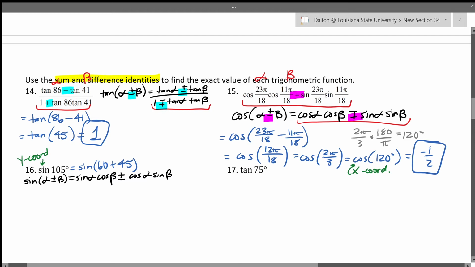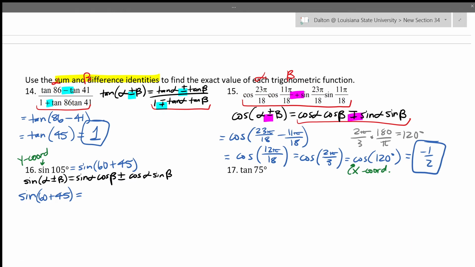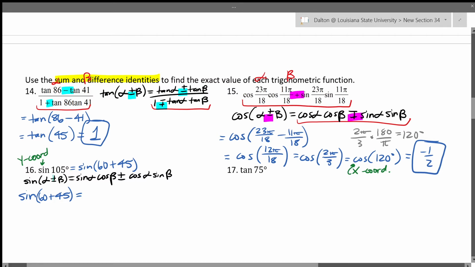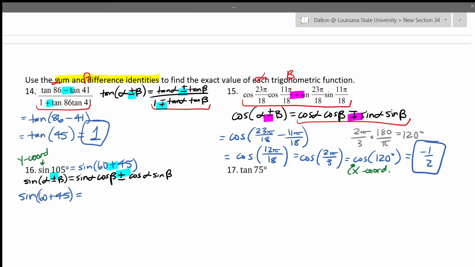So if 60 is alpha and 45 is beta, I'll have the sine of 60 plus 45. That means I'm going to fill in the right side of the identity, but instead of alphas and betas, I'm going to use 60 and 45. The other thing to note is in the identity, since we are adding alpha and beta, that is the sign on top. So I'm going to use the sign on top of the identity as well, which is plus, right? Because all of them are being added.